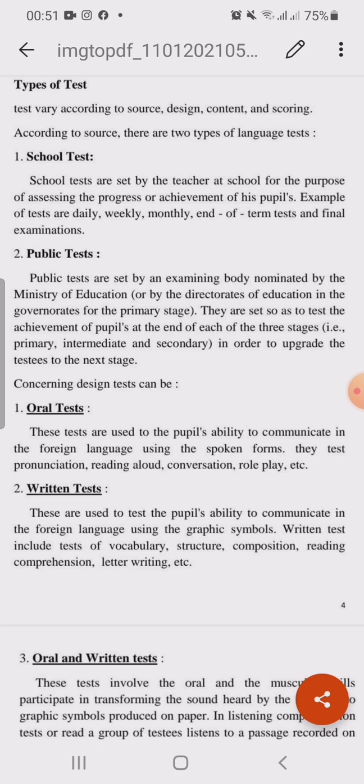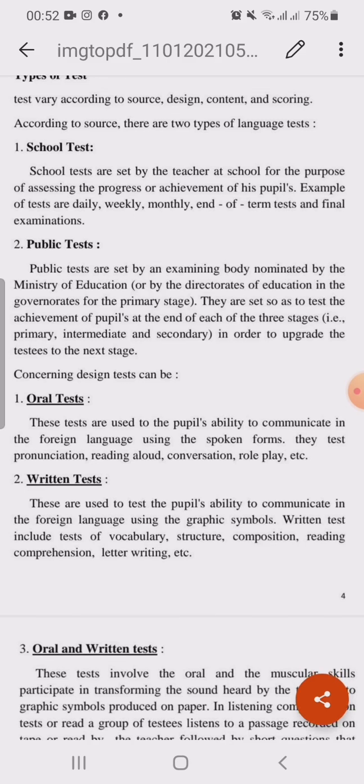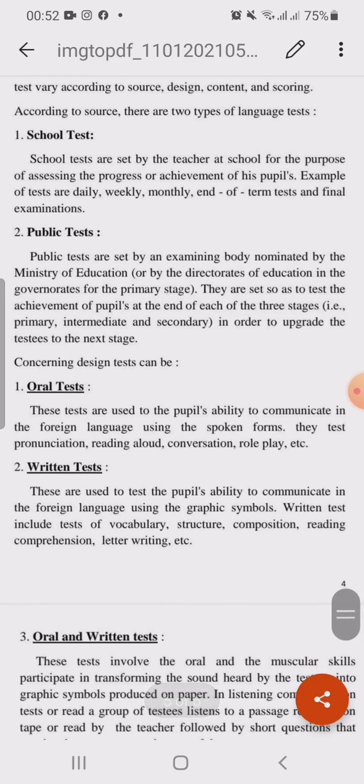Number 1, school tests. School tests are set by the teacher at school for the purpose of assessing the progress or achievement of his pupils. Examples of tests are daily, weekly, monthly, end of term tests and final examination.